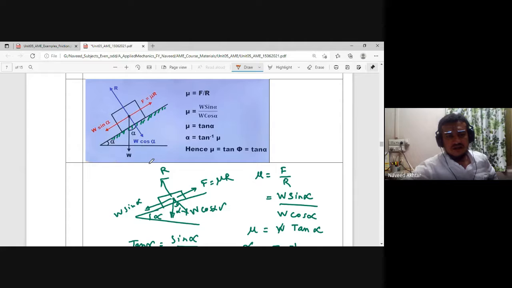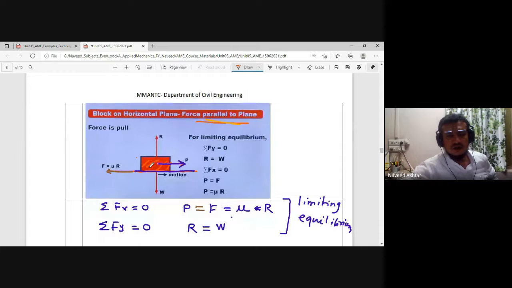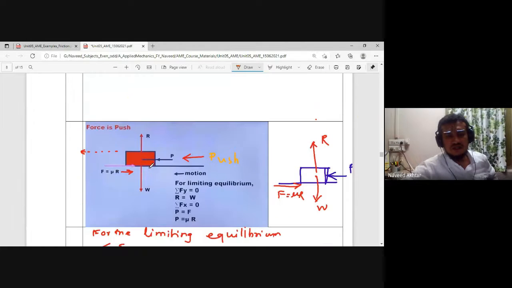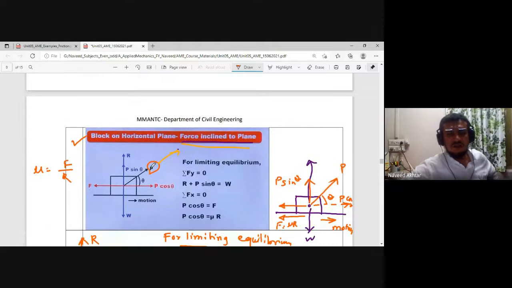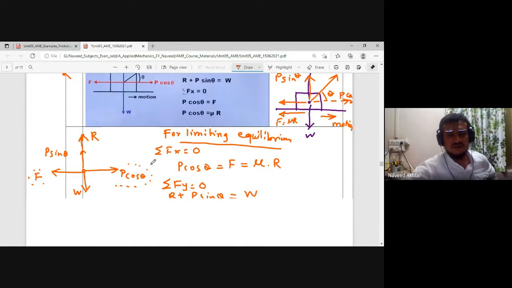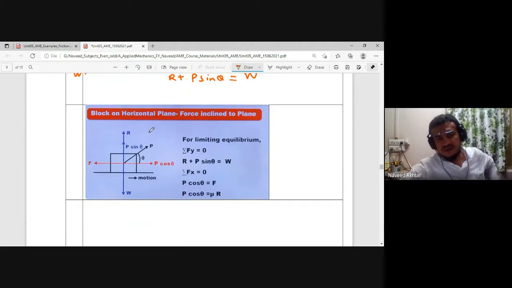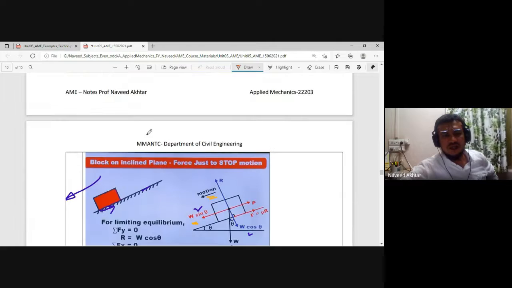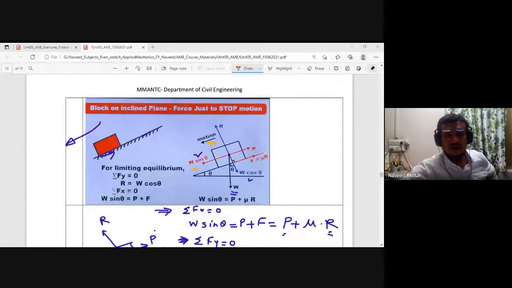Then different types of pull and push systems we have seen. Block on horizontal plane for parallel force, block with force in push on horizontal plane, and then block on horizontal plane with the force applied in inclination. So how to solve the problem you have seen. Block on horizontal plane, force inclined to plane, and again the force just stops the motion. Block on inclined plane.